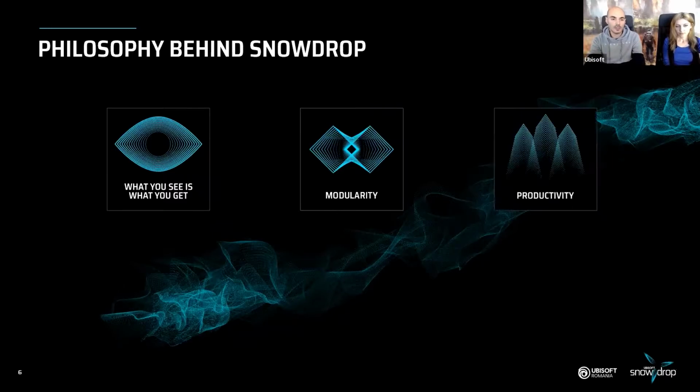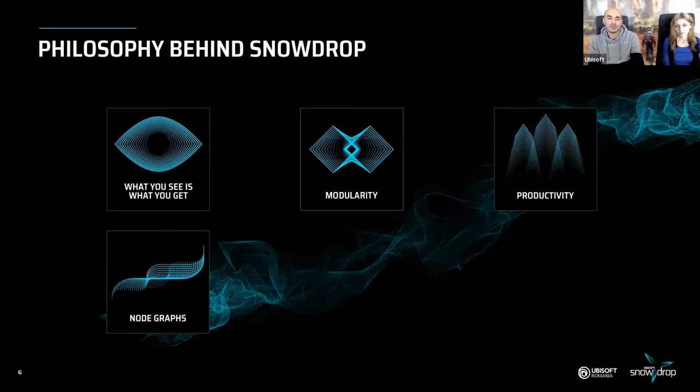The next one is productivity. This means fast iteration times, so making sure developers can quickly see how their work looks like in game, and being able to enter the game directly from the editor. Snowdrop supports hot reload for changes done inside its various tools, so the users can see how their changes impacted their work as soon as they save them.